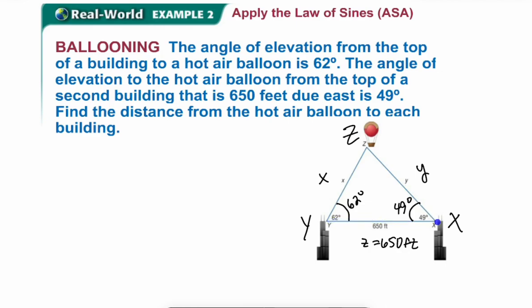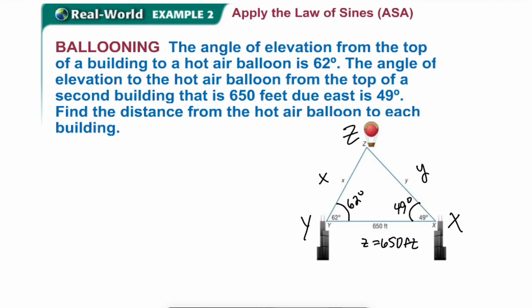If a person standing on the roof of that building looks up, they have to raise their head 49 degrees. That's their angle of elevation. It says find the distance from the hot air balloon to each of the buildings. So we're going to find little x and little y.